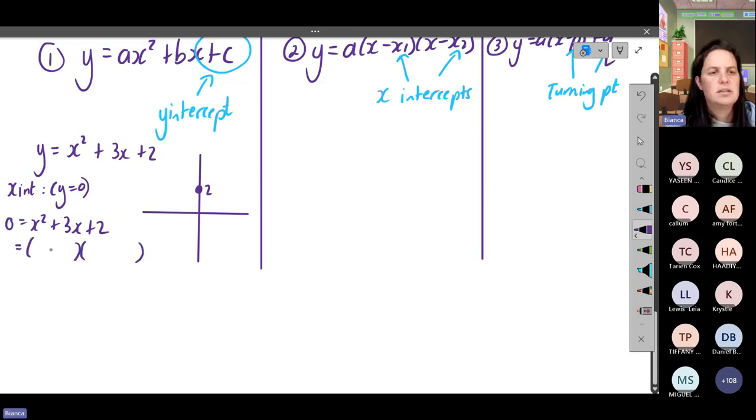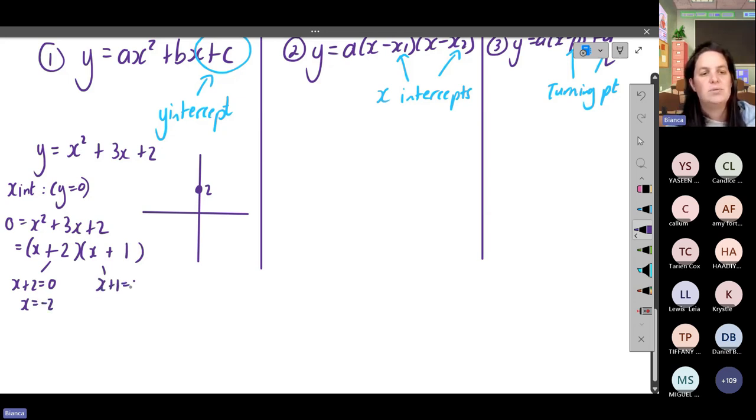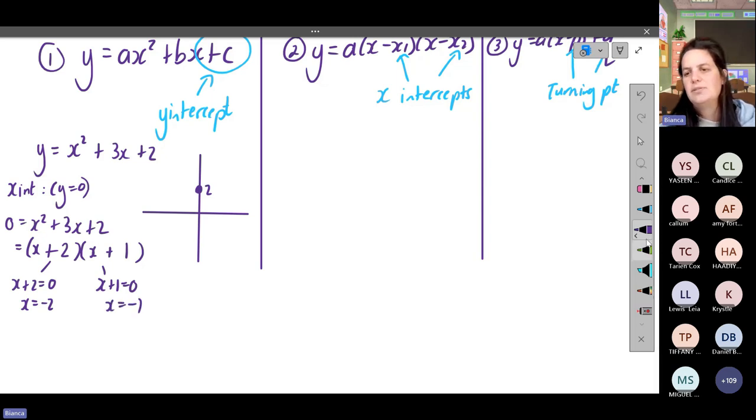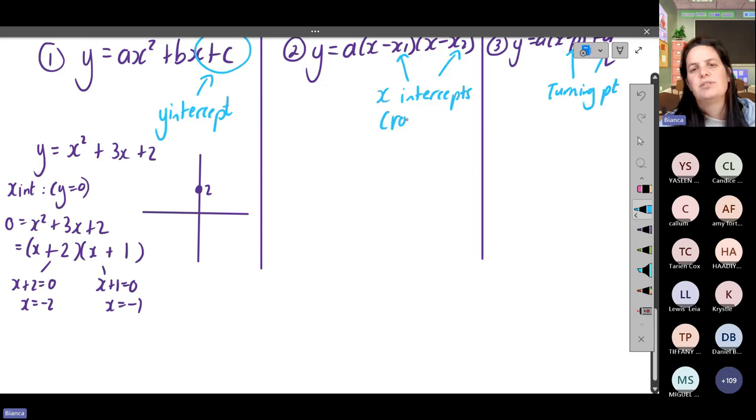So two sets of brackets, plus and plus, x and x. Factors of 2 to give me 3 are 2 and 1. And then you're going to solve each bracket. x plus 2 equals 0, x equals negative 2, that's your one x-intercept. x plus 1 equals 0, and x equals negative 1. Another way to say x-intercepts, just for a bit of theory, is to say roots. Just get used to that word. So the roots of this formula are negative 2 and negative 1. So here's your negative 1, and there's your negative 2.